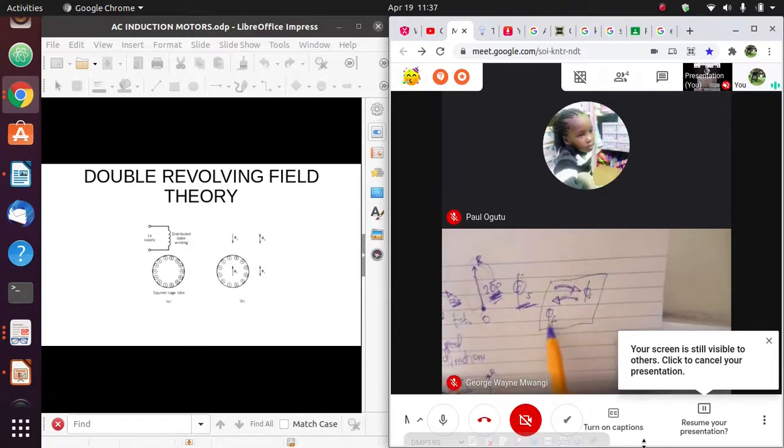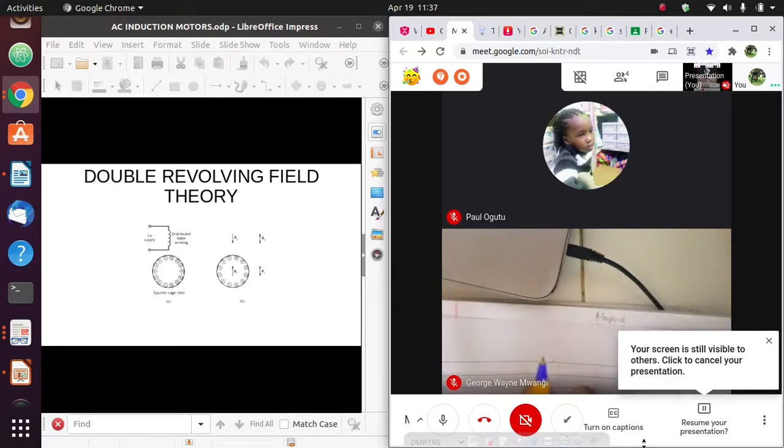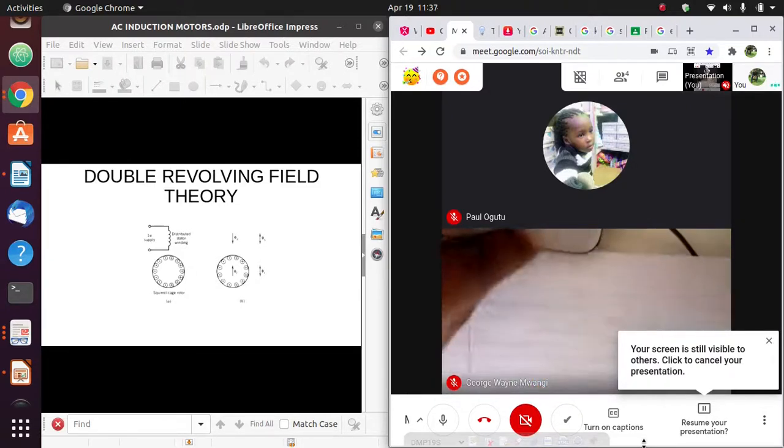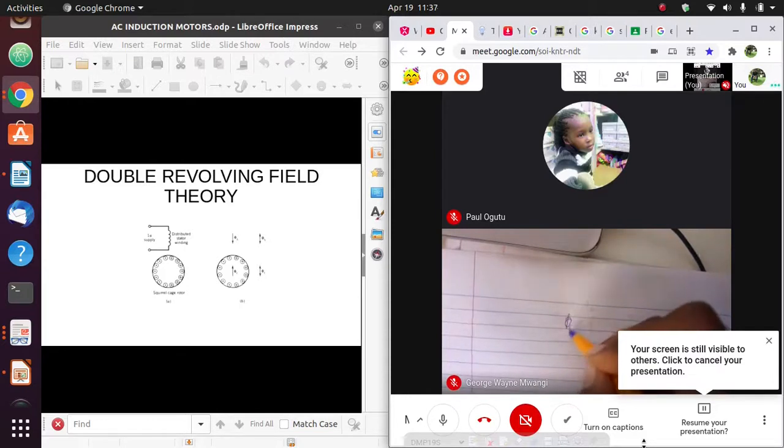Now these fluxes usually generate an effect. Since now you have a pulsating flux, we have seen that it can be resolved into two rotating fluxes. So let me represent this as: this is the flux rotating in the forward direction, and this is the flux rotating in the backward direction.